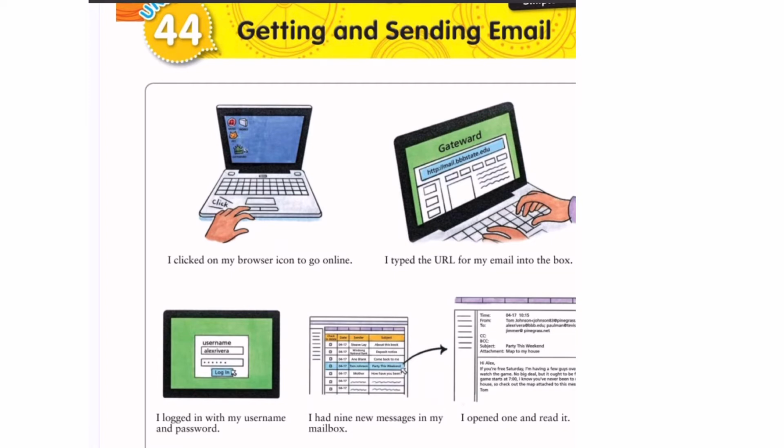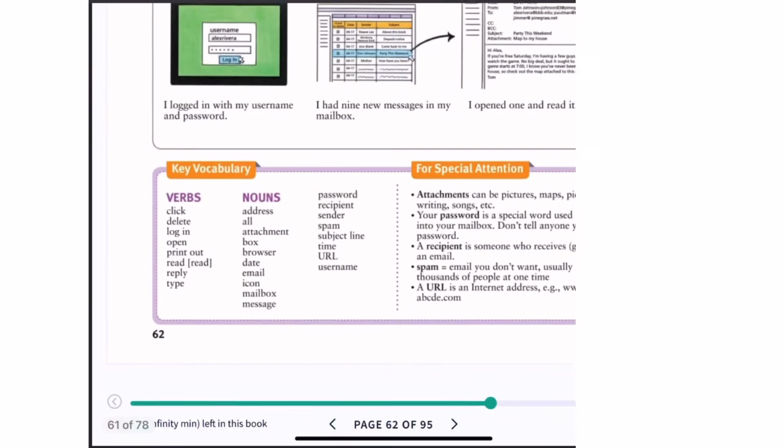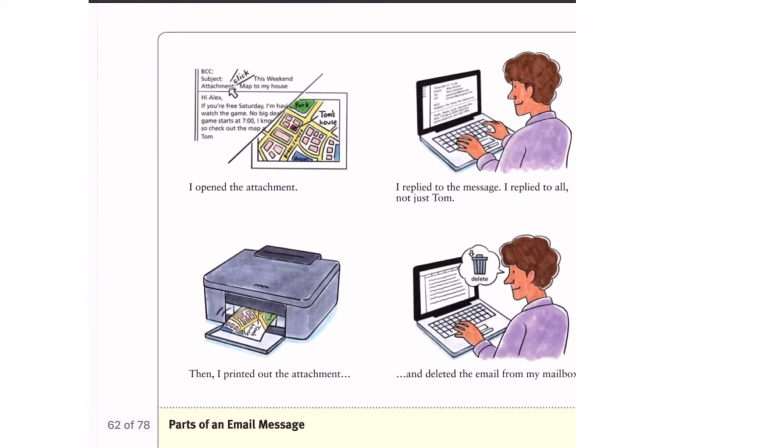I had 9 new messages in my mailbox. I opened one and read it. I opened the attachment. I replied to the message. I replied to all, not just Tom. Then I printed out the attachment and deleted the email from my mailbox.